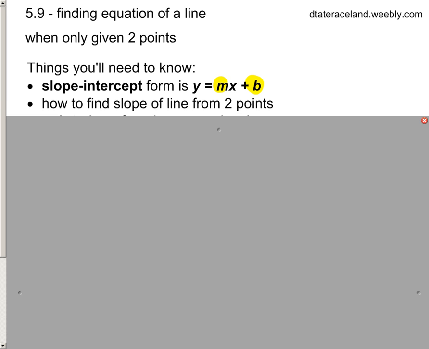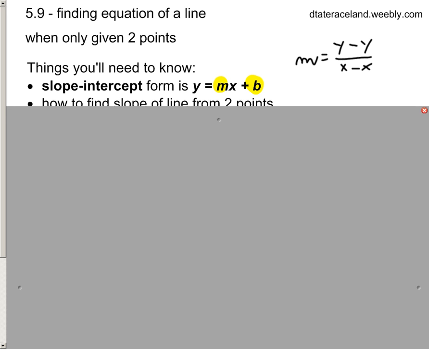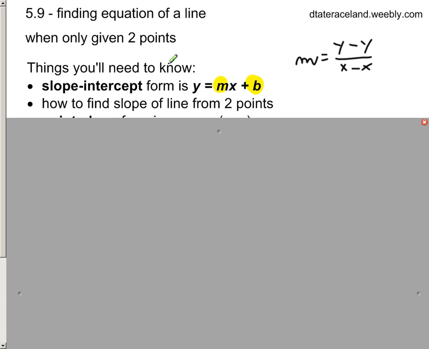In order to find the slope, you should be familiar with m equals y minus y over x minus x. And that was on our last lesson, 5.8, so we should still be pretty good to go there.